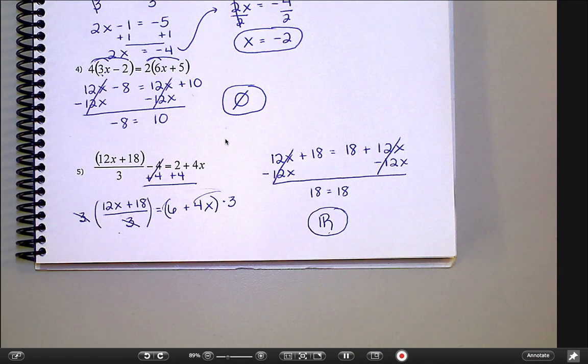Okay. I will do a second video for the word problem examples on the back, but that was really what I wanted to cover in terms of equation solving here.